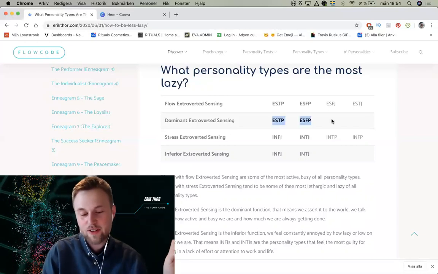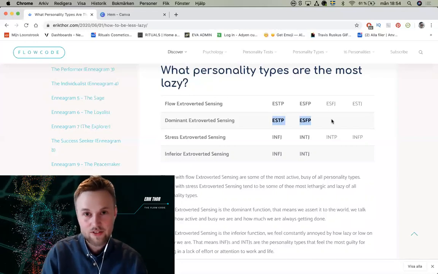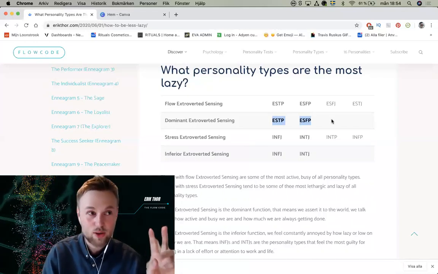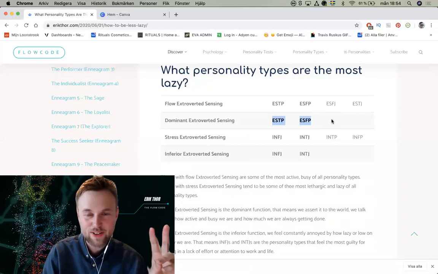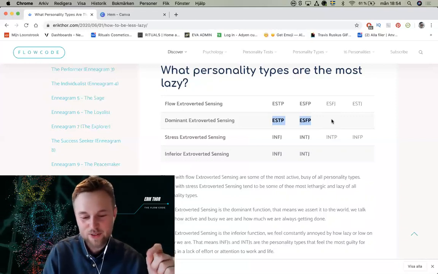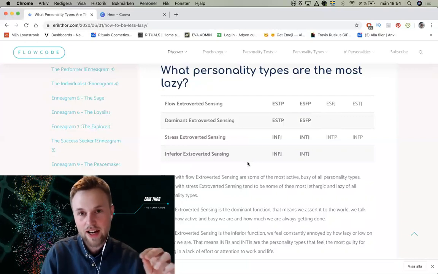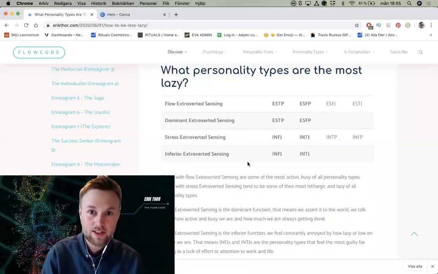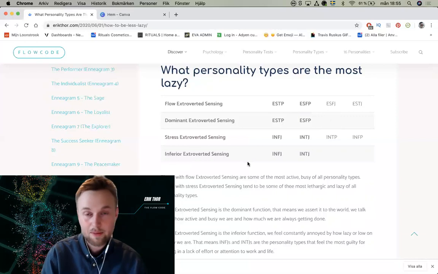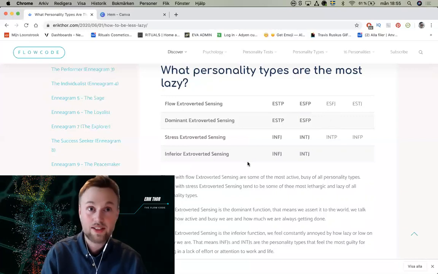However, the thing that makes INTJs and INFJs come out ahead in this race, if it's a race, the race of the most lazy, the race of the turtles, then INFJs and INTJs come out ahead because extroverted sensing is their inferior function. That means it's the lowest in their conscious slot. That means also on a practical level that this is the main insecurity in their life.